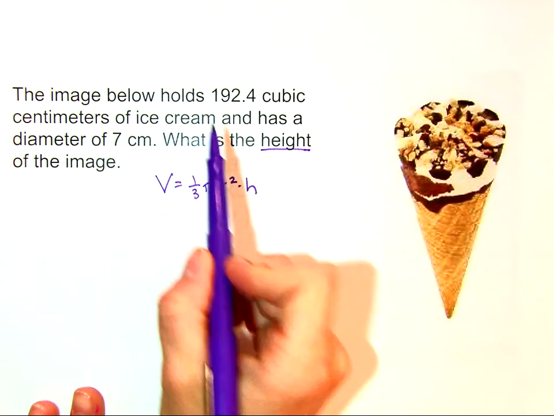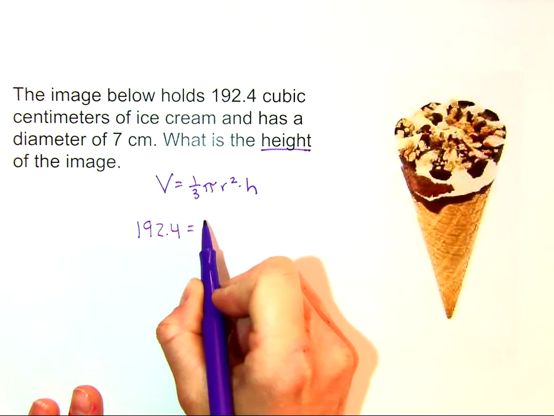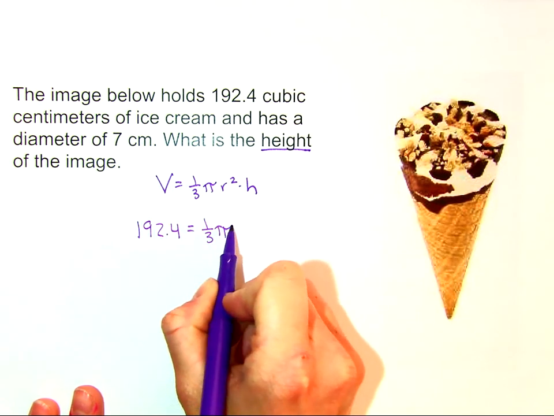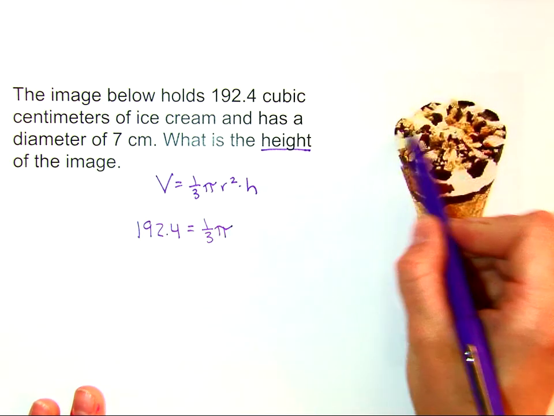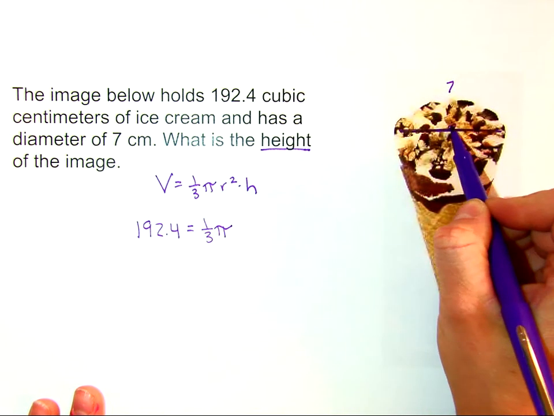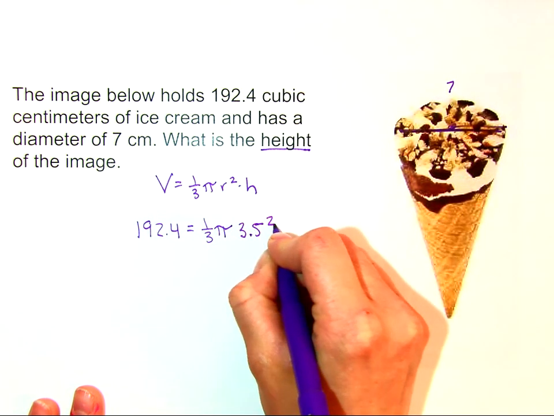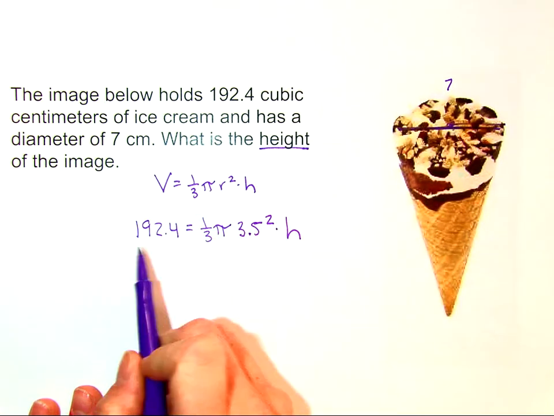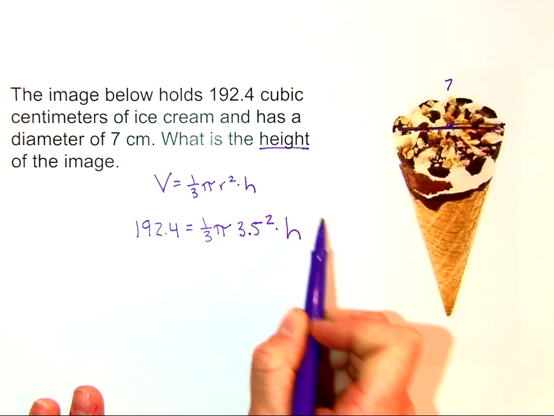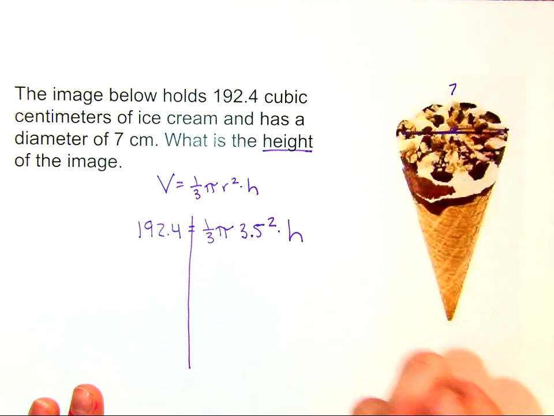So if I'm filling in what I know, my volume's 192.4. Okay, 1/3 pi. I gave you the diameter, which is all the way across here. The diameter is 7, so the radius is half of that. So 3.5 squared, and h is what we're solving for. So this is just an equation where we're solving for a variable. So I'm going to draw my brick wall.